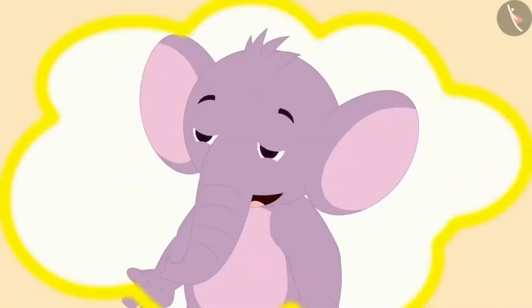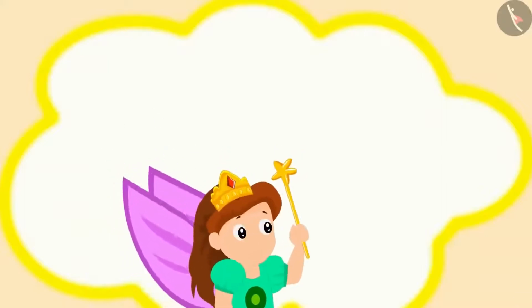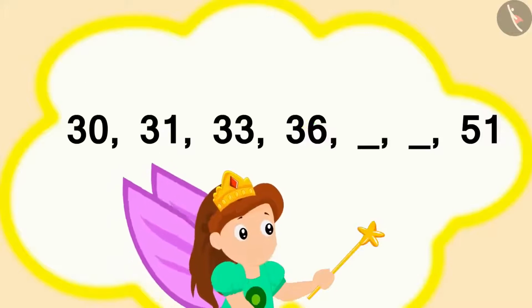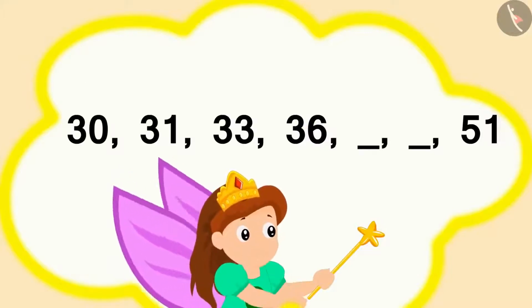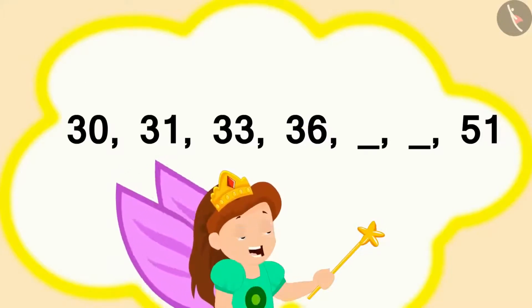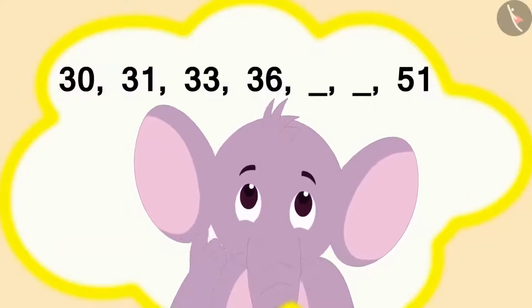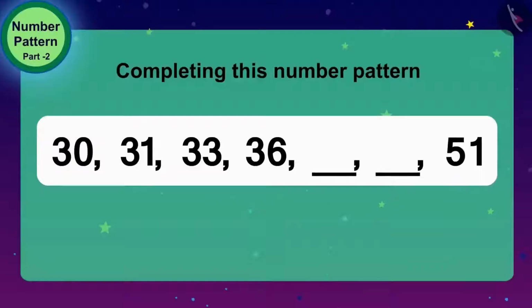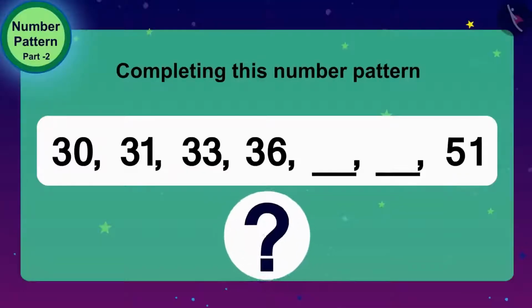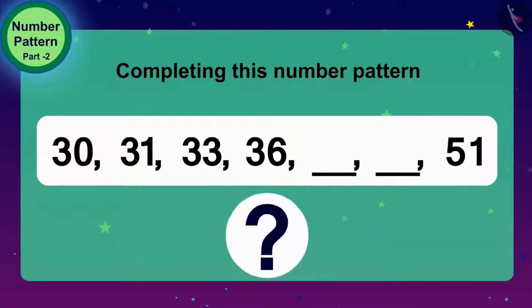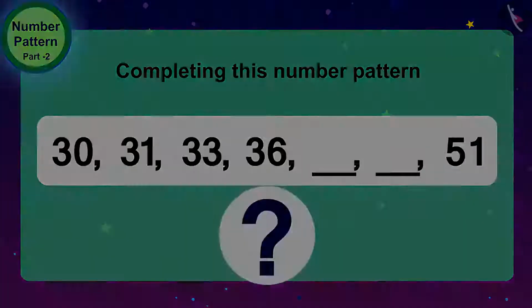Appu became happy. The angel showed such a number pattern to Appu and said, Complete this number pattern. Appu started wondering how he could complete this number pattern. Children, can you help Appu in completing this number pattern? Let us find the rule of this number pattern.